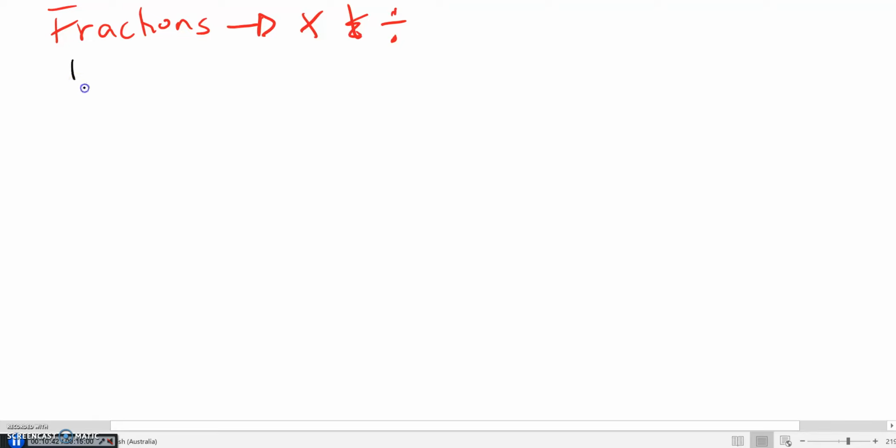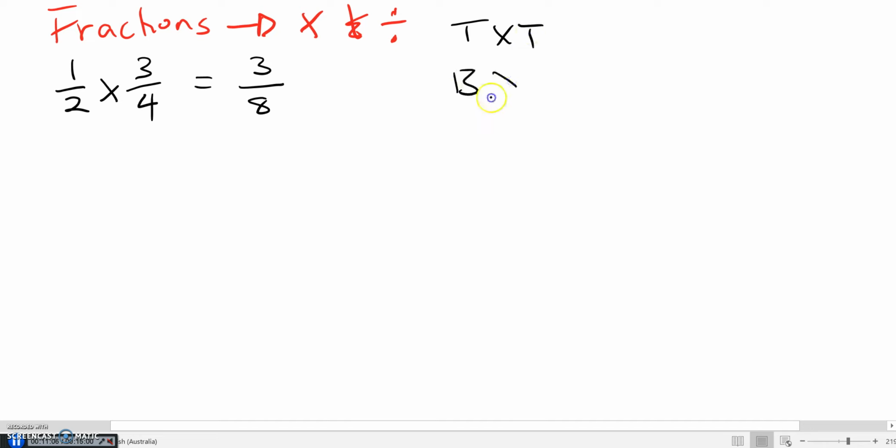So, when we multiply, we can actually look at just doing the top multiplied with the top, and the bottom multiplying the bottom. This is a really easy one because there's no common factors that we need to worry about cancelling out. 1 times 3, top with top, is 3. 2 times 4 is 8. And that's your answer. Just multiply top with the top and the bottom with the bottom.